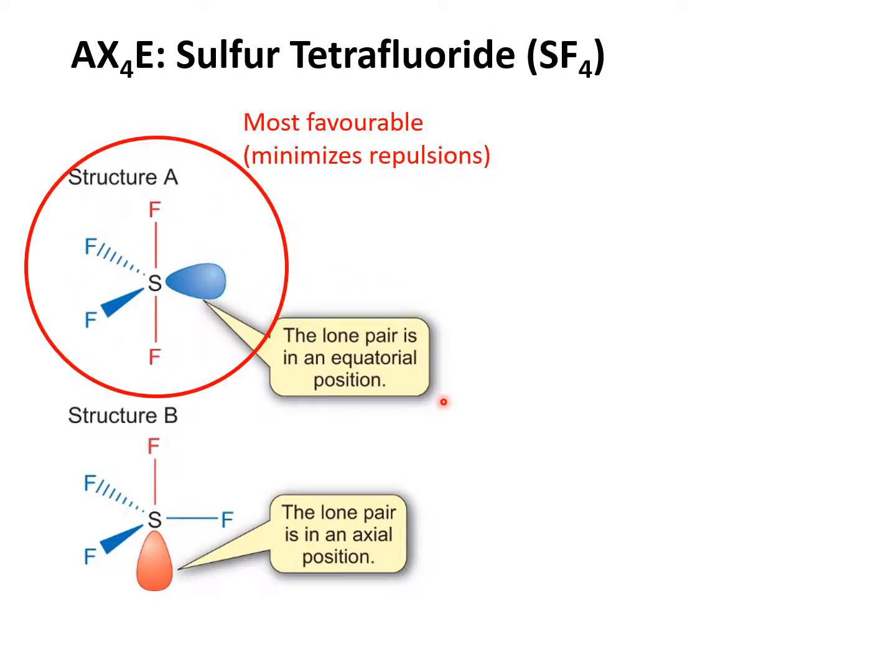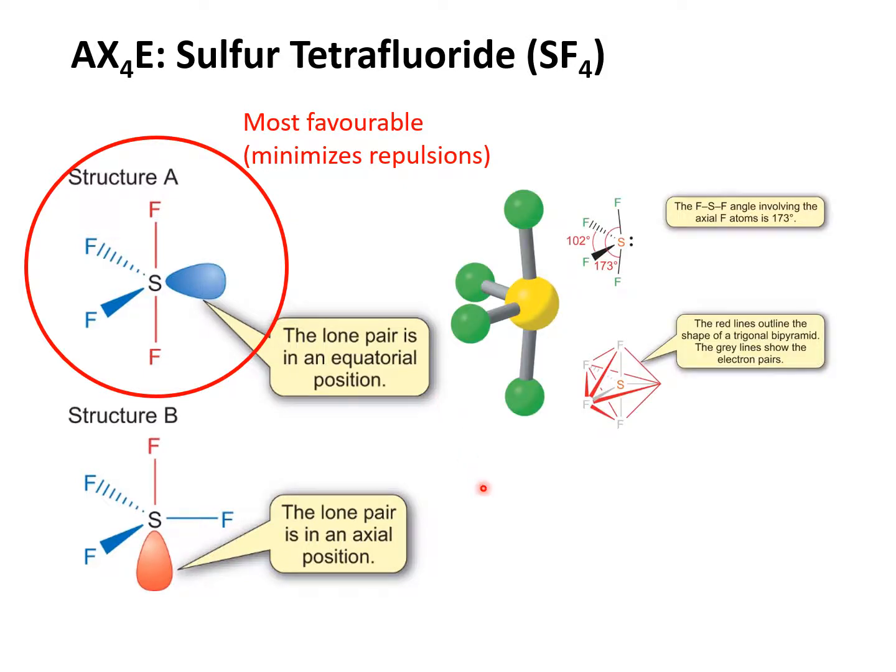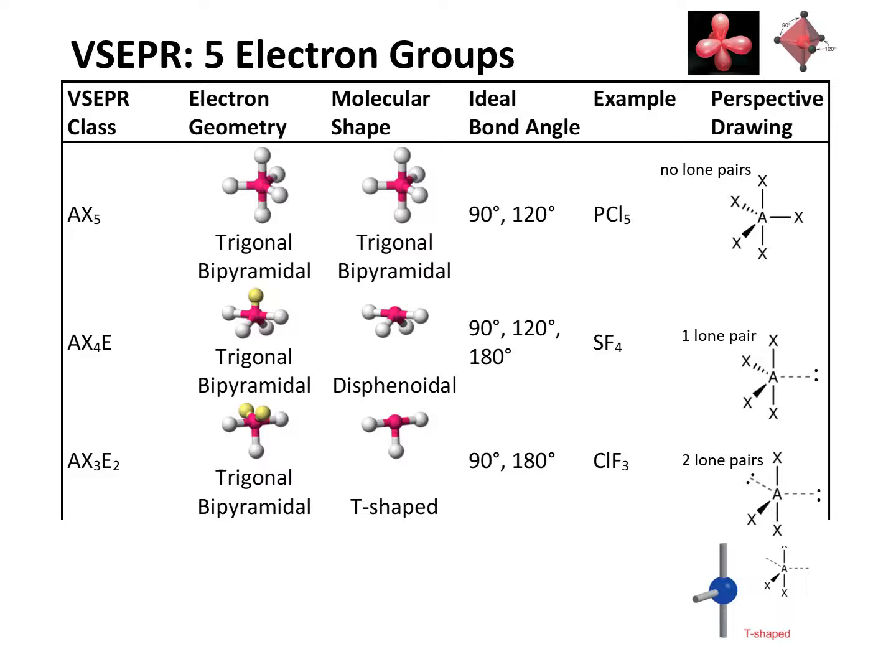And so this gives us the familiar dysphenoidal shape or seesaw shape for sulfur tetrafluoride. Next, we'll look at the VSEPR class AX3E2. And the representative molecule we will use is chlorine trifluoride.